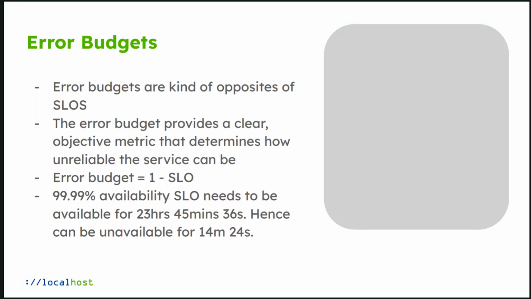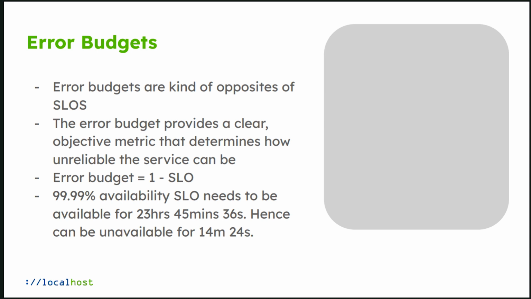All right, so this is where it begins to become a little bit more interesting. Why SLOs are important is because they introduce a concept called an error budget. What is an error budget? An error budget is like the opposite of your SLO. So if my SLO is 99%, that means I have an error budget of 1%, right?